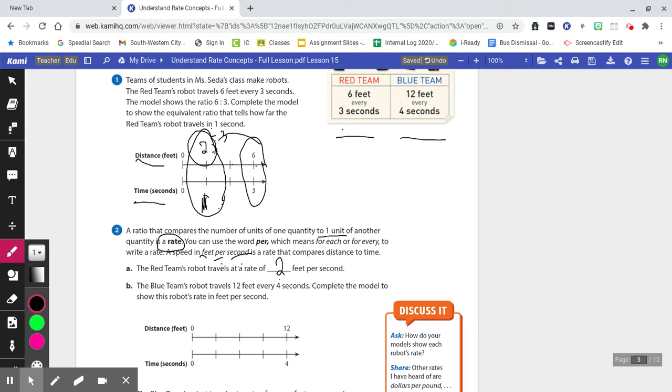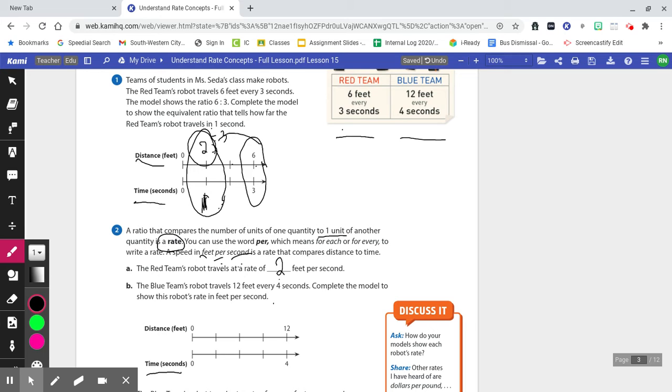Now B, the blue team's robot travels 12 feet every 4 seconds. Complete the model to show this robot's rate in feet per second. Remember the time, the seconds is on our double number line on the bottom, and distance is on the top. Stop and see if you can figure out how many feet this blue team's robot travels in 1 second.